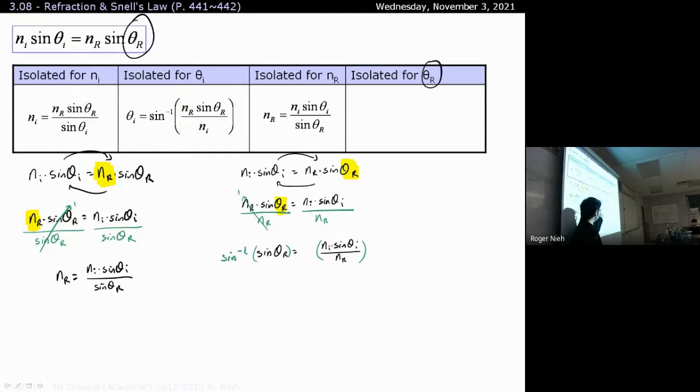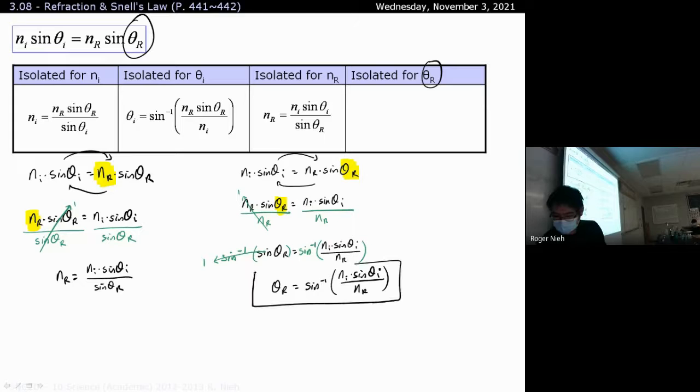So from the left-hand side, we get rid of the sine with this crazy-looking thing. We need to rewrite the same exact thing on the right-hand side as well, because we need to do the operation on both sides to isolate and solve, just like in grade 9 and grade 10 math. All right, that hasn't changed. So as our final statement, when we isolate, theta r is equal to the sine inverse of n_i times sine theta i all over n subscript r. And here it is.